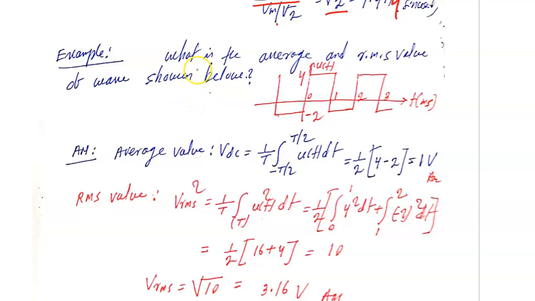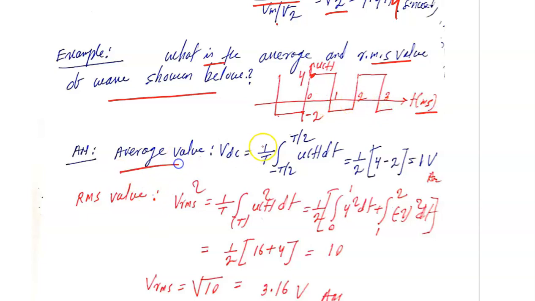So let us try this example. What are the average and RMS values of the wave shown below? Let's say it is a voltage wave. On the positive side, the amplitude is 4 volt and on the negative side the amplitude is minus 2 volt, and t is in milliseconds. So the time period is 2 milliseconds.